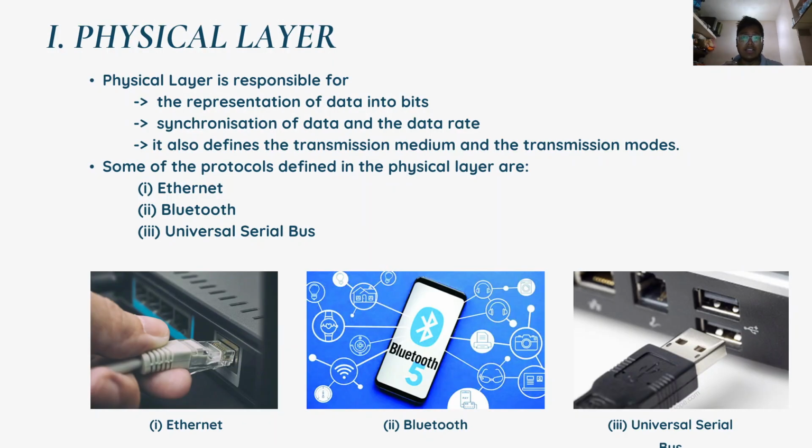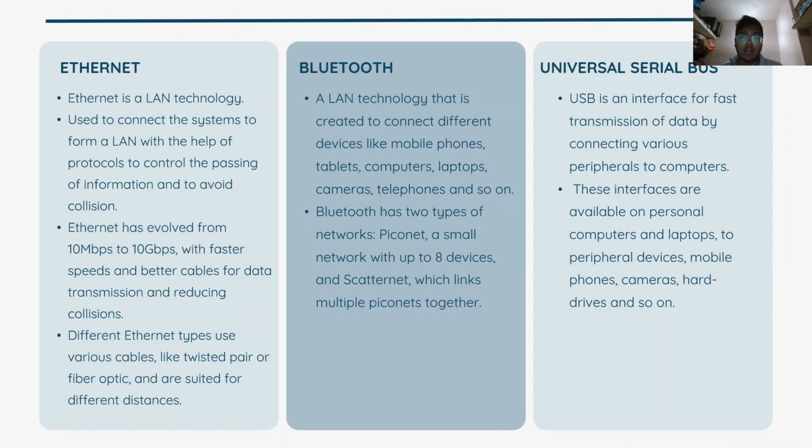The physical layer is responsible for the representation of data into bits, synchronization of data and the data rate, and it also defines the transmission medium and the transmission modes. Some of the protocols defined in the physical layer are Ethernet, Bluetooth, and Universal Serial Bus. Yes, my friends, this is USB, which we all use. So what are those basically?